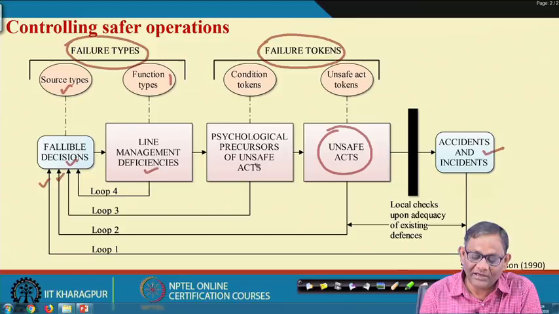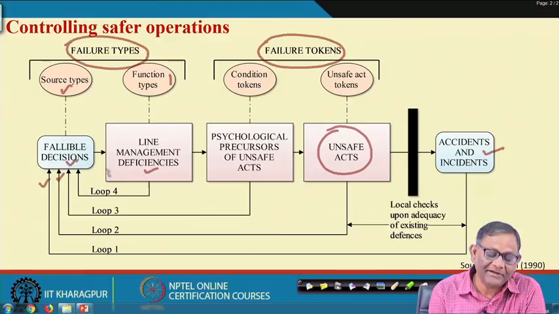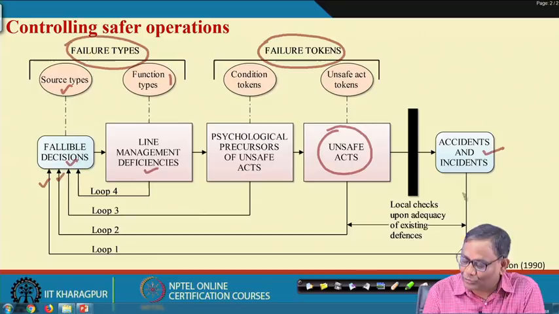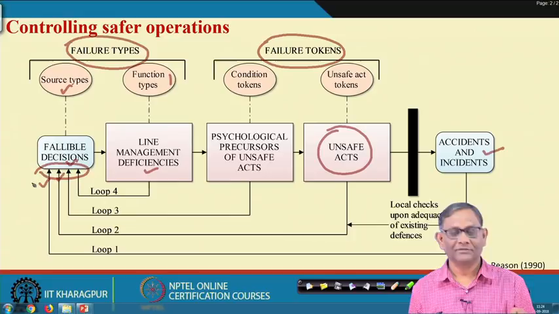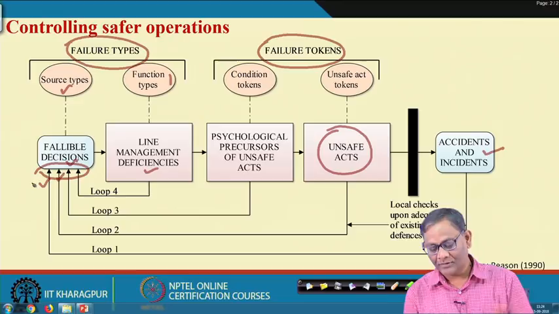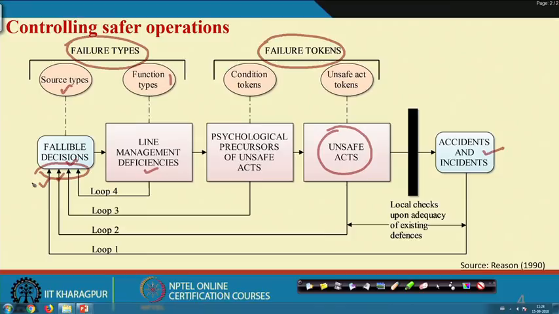Then similarly, the precursors like overload, time pressure, production pressure, so many things, those things will be another feedback loop. Then line management deficiency is also a feedback loop. Please remember that all those feedback loops are basically input to the fallible decisions. Because this is the source, if we improve here, subsequently we will definitely remove the problems. Okay.